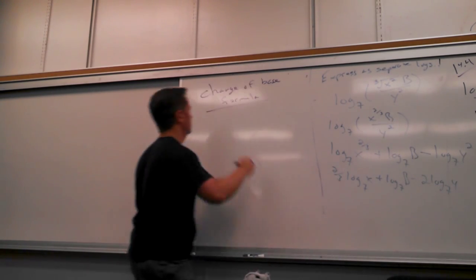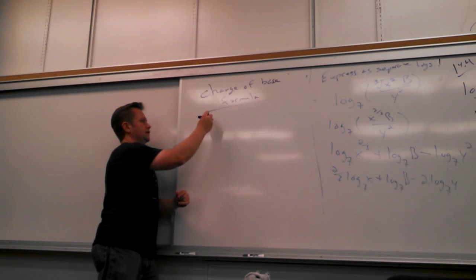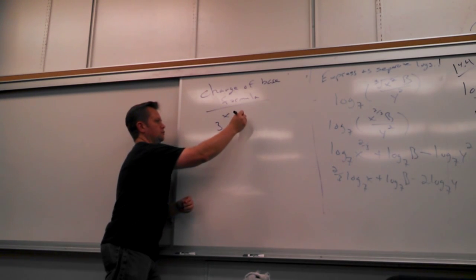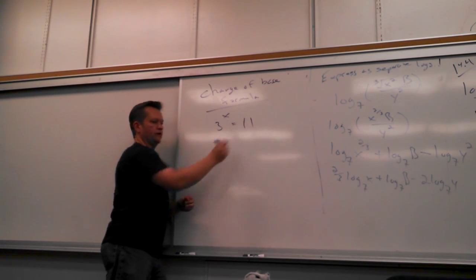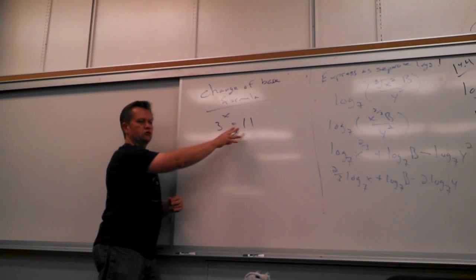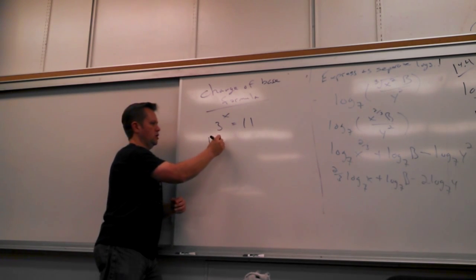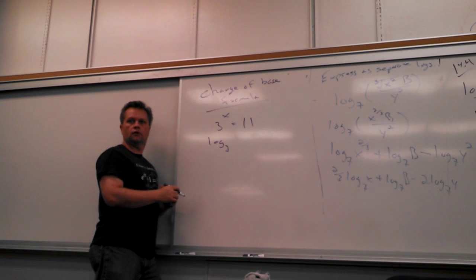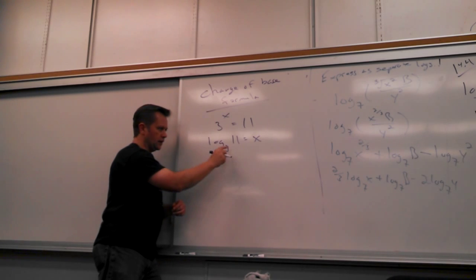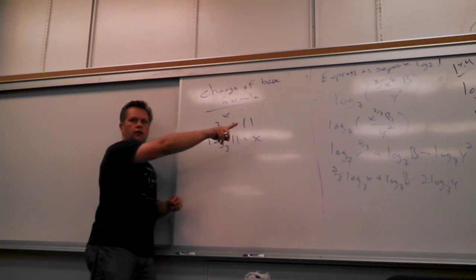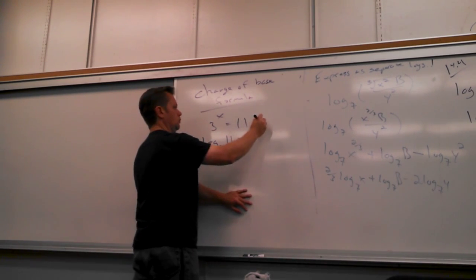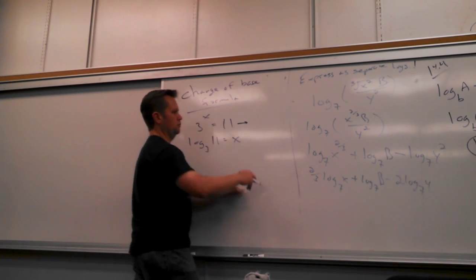All right, let's stick with the change of base. So a problem we did earlier was something like 3 to the x equals 11, right? And how would you rewrite this as log base 3? I mean, how could you rewrite this directly into log form? x equals log base 3 of 11. So this would be the answer to this. But didn't we do this another way earlier? We did this way. We took, let me put it over here.